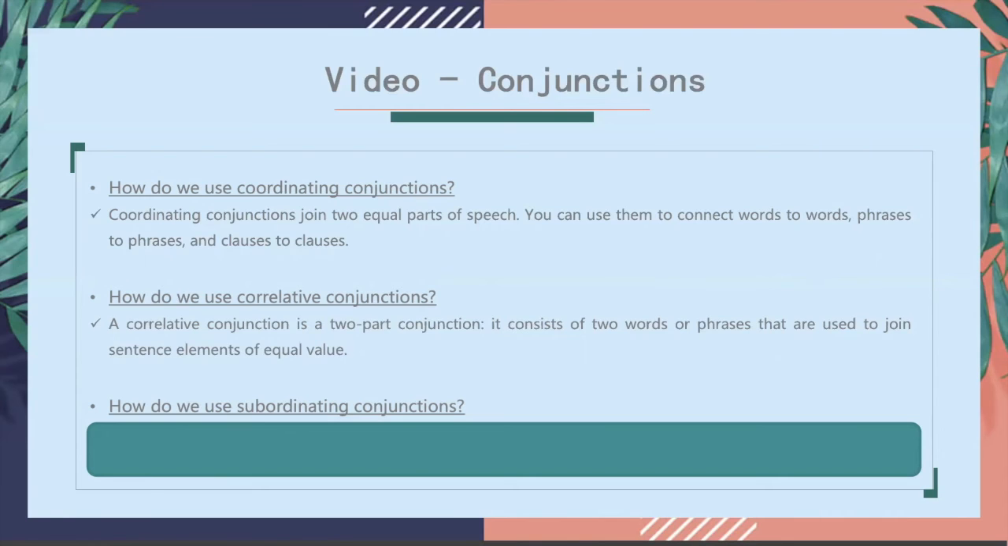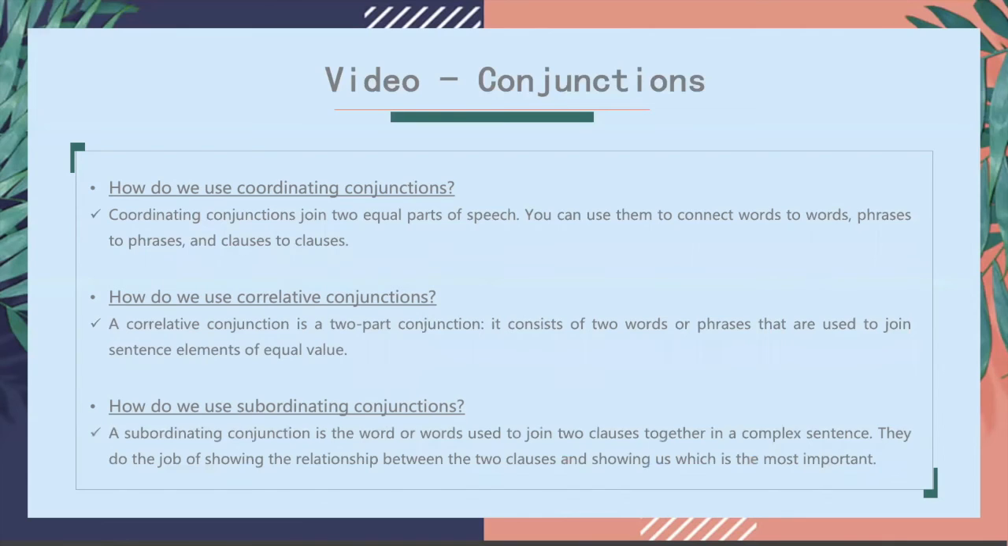Question number 3. How do we use subordinating conjunctions? A subordinating conjunction is a word or words used to join two clauses together in a complex sentence. They do the job of showing the relationship between two clauses and showing us which is most important. For example, because.